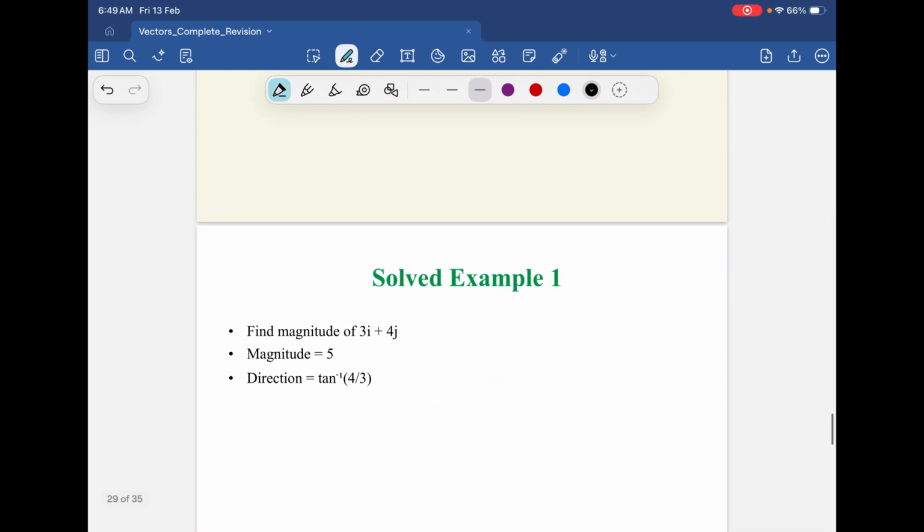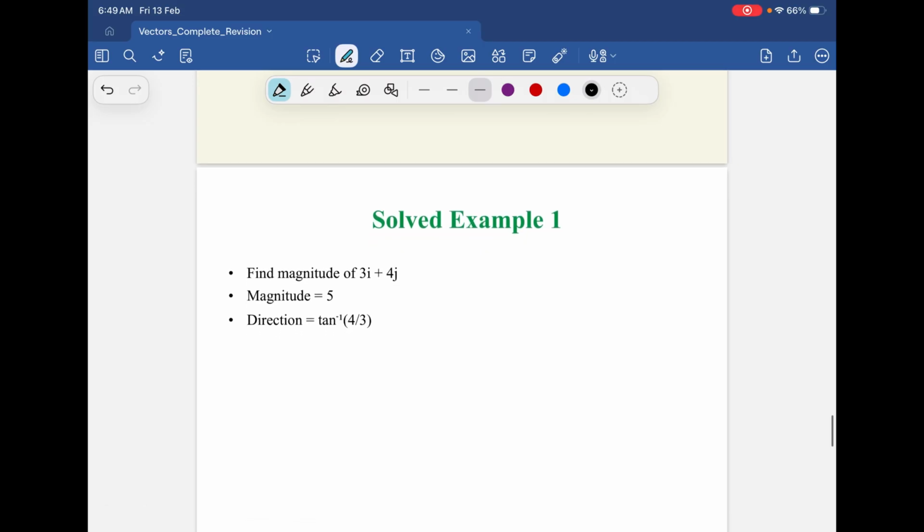Now you can find a few small numericals here. Let us focus on a few numericals. Magnitude: this vector is given, say a bar is 3i plus 4j. What is the magnitude of this vector? Root of 9 plus 16, root 25. How much, beta? 5 units.